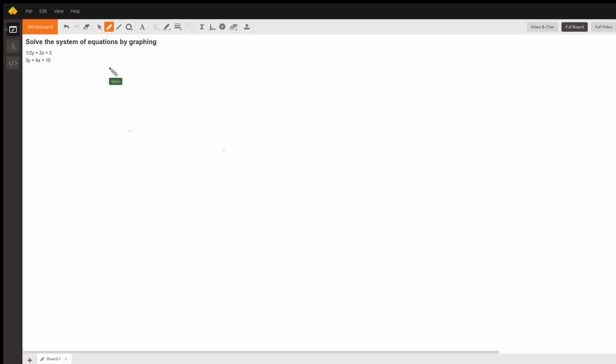Now, in order to do that, what we want to start by is taking these equations and turning them into something that's a little bit easier to graph. So if we take these equations, starting with the first one, we have 1/2 y plus 2x equals 3. And we know that the standard form for the equation of a line is y equals mx plus b. So we can take this equation and rearrange it to turn it into that by first moving this 2x to the left side.